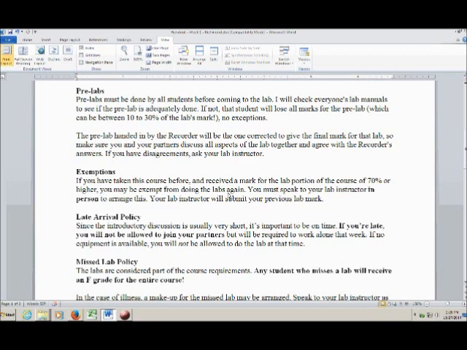You lose all the marks. And that can be up to 30% of your lab grade, so it's a penalty that can really sting. So please have your pre-lab done before you come to the lab. I will check the pre-labs for accuracy when you hand the book in for marking.